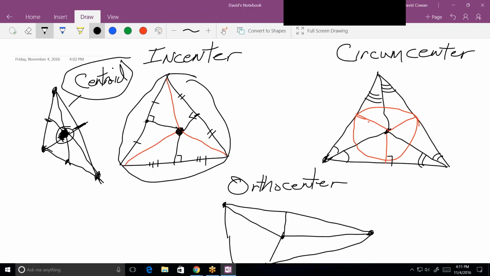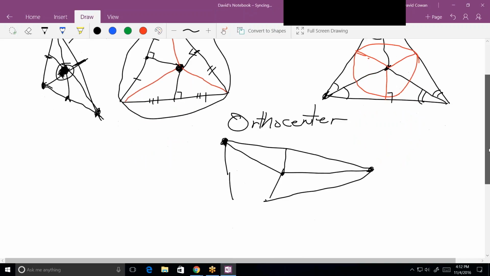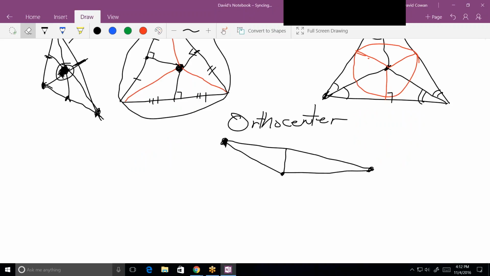But that's all you do: you start with one vertex and you drop a line that's perpendicular to this side here. And you extend it as far as you have to. I didn't leave quite enough room on this page. Here, let me draw it a little bit better. Redraw this here. In other words, I purposefully did an obtuse triangle because when you have an obtuse triangle, the orthocenter frequently ends up outside of the triangle.